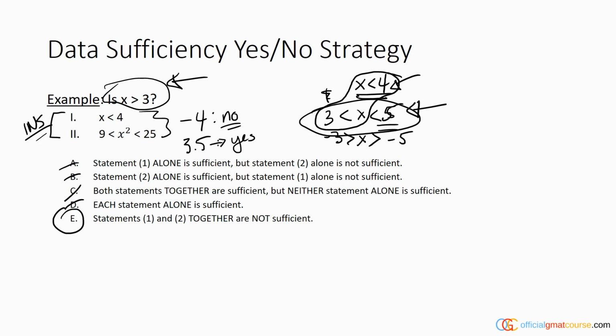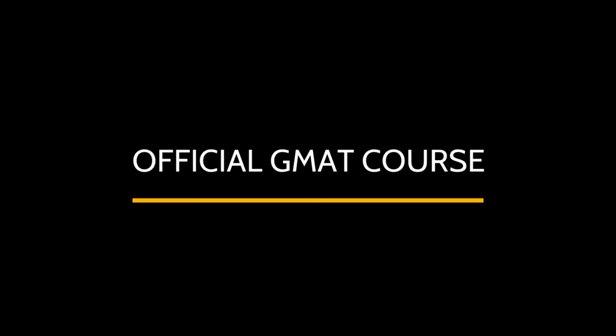So playing devil's advocate and trying to prove the statements are insufficient is the robust way of attacking yes-no questions. And we're also going to play that game a little bit in data sufficiency questions that are value-based questions as well. But it's a robust framework. It's a strong way of quickly figuring out whether or not something is sufficient or insufficient without actually doing algebra.